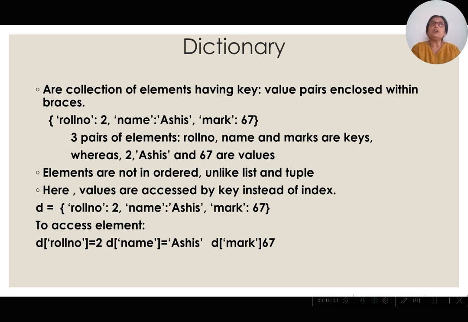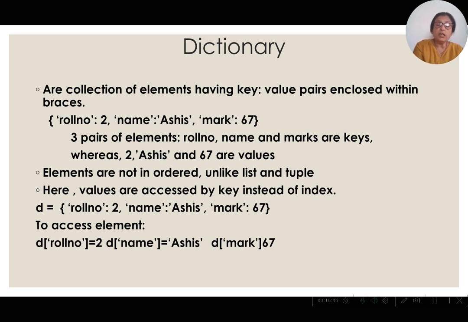In a dictionary the values are not stored in order, which means they don't follow the index. Here the values are stored according to the key. It is a collection of key-value pairs enclosed within braces, meaning curly brackets. Here there are 3 keys: roll number, name and mark, and the values are 2, assist and 67. Roll number is 2, name is assist and mark is 67. 3 pairs of elements.